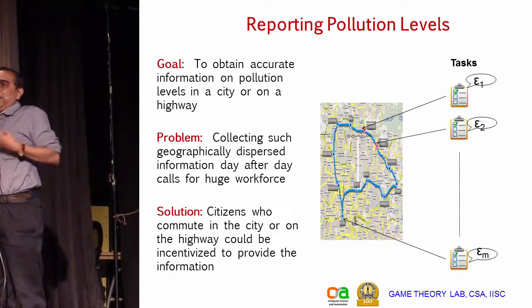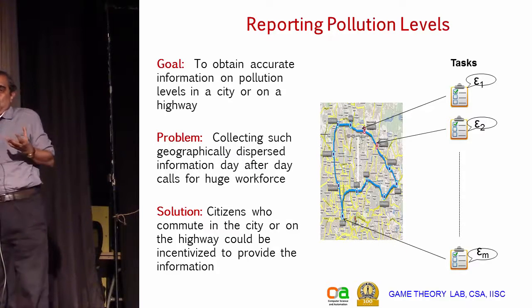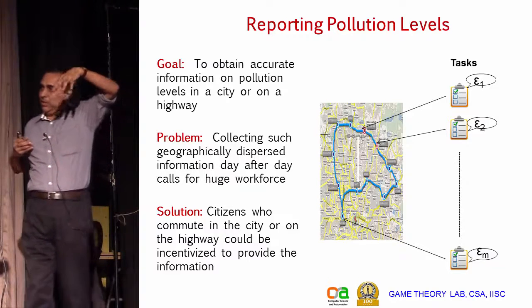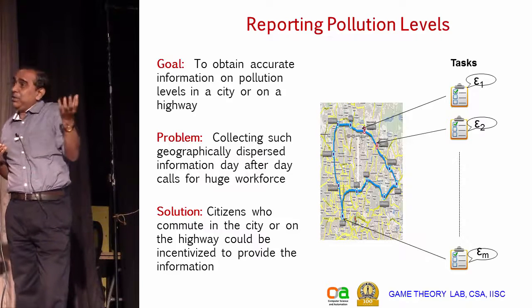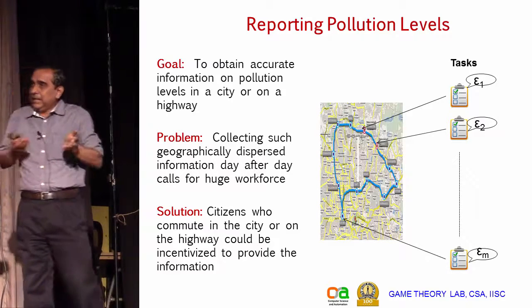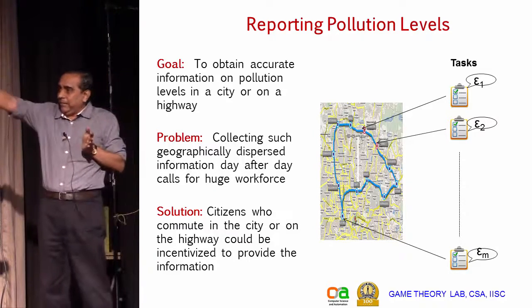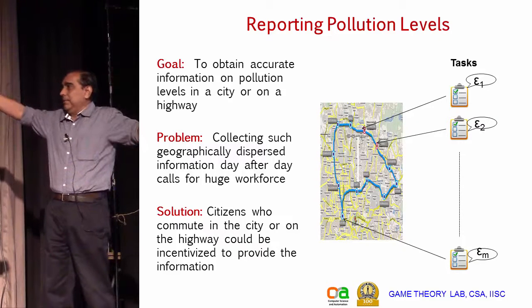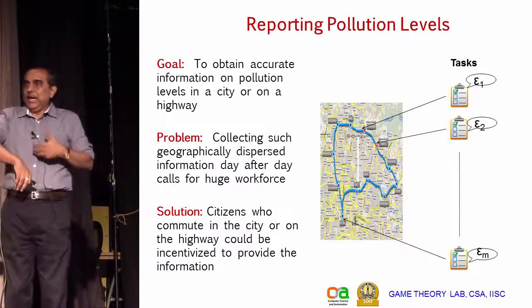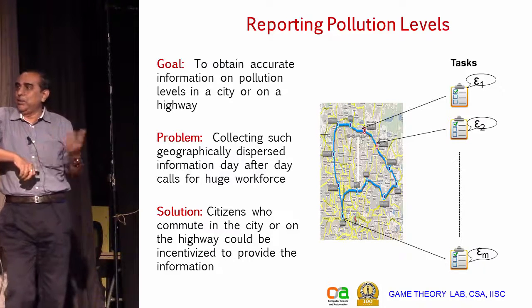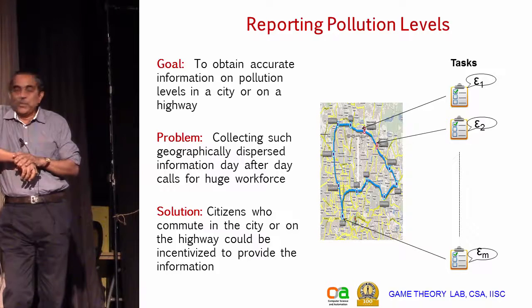The best thing is to have a very simple equipment which is fixed on the top of a vehicle or a car, and that can measure the pollution level. And as the car passes along a highway or through various streets of the city, you collect information about the pollution levels, and then you report it to the pollution control agency.